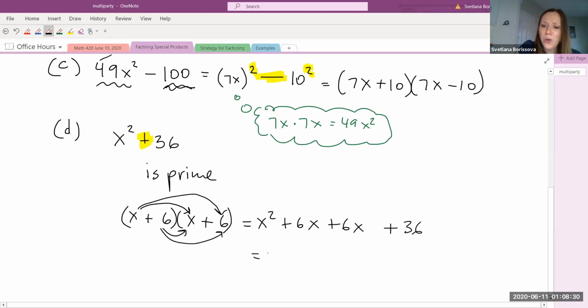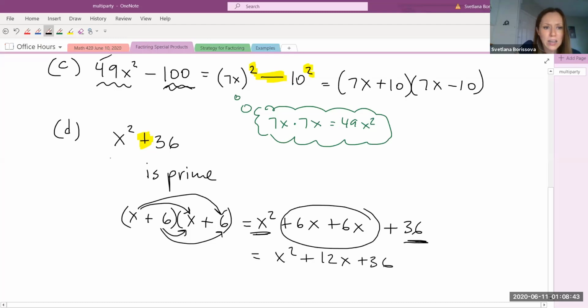See the problem? We do have x squared, we do have 36, but the problem is that those 2 will not cancel, right? So we'll end up with x squared plus 12x plus 36. So we're not getting this original expression. It means that this is not going to be the way to factor. It does not work with pluses.